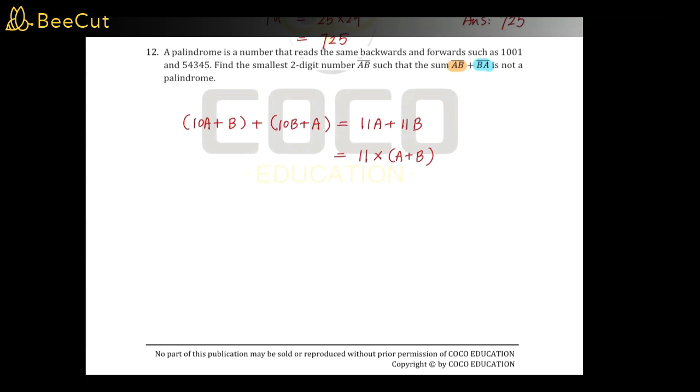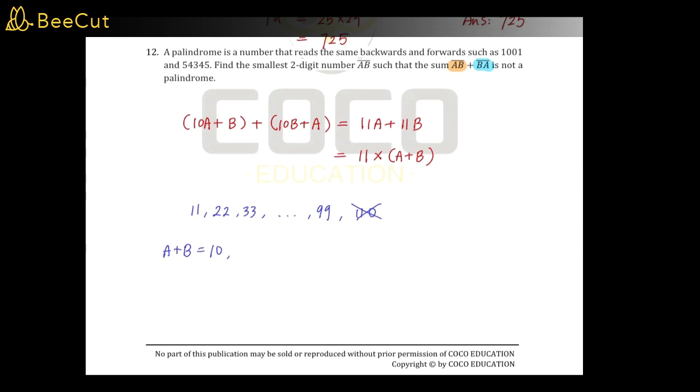And then we can see that this will be a palindrome as long as A plus B is a single digit number. So let's say if now A plus B, if it's 1, then this is 11. Right? If A plus B equals to 2, then we get 22, 33, all the way to 99. These are all palindromes. So if A plus B equals to 10, 110 is not a palindrome.